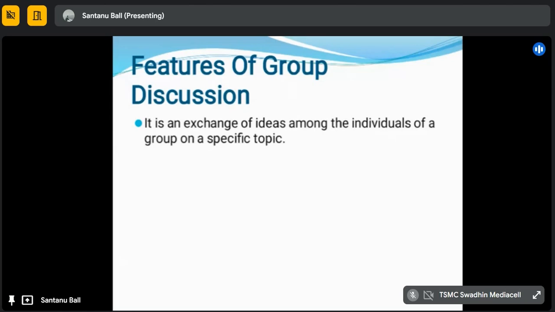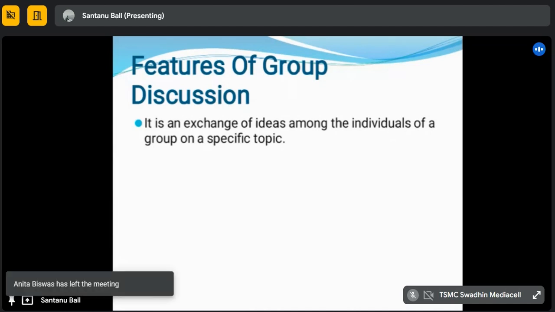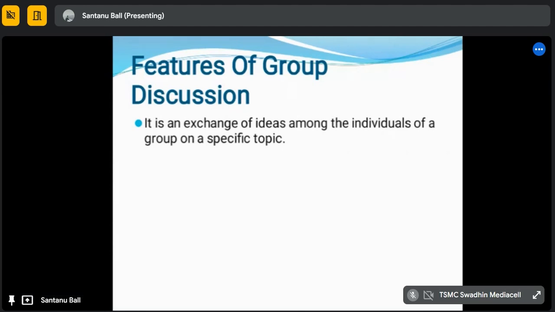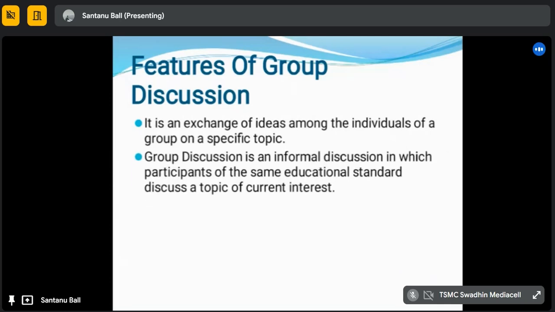First point I want to highlight is it is an exchange of ideas among the individuals of a group on a specific topic. Obviously, ideas should be exchanged. It is very important, and that is why I mention it here in these features of group discussion. Now, the second point I want to focus on here, which is very, very important, is the group discussion is an informal discussion.